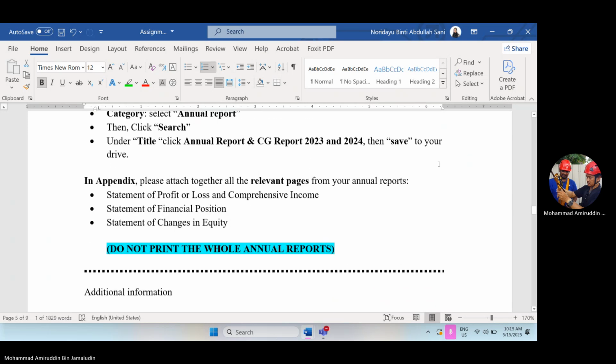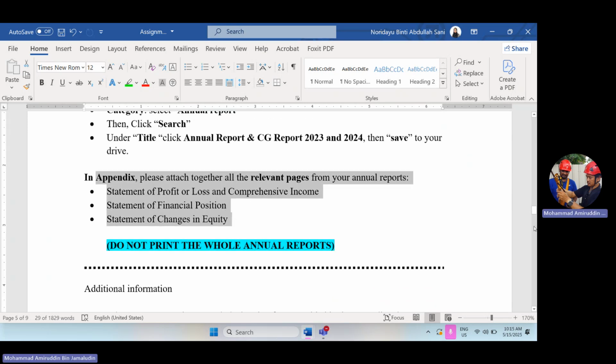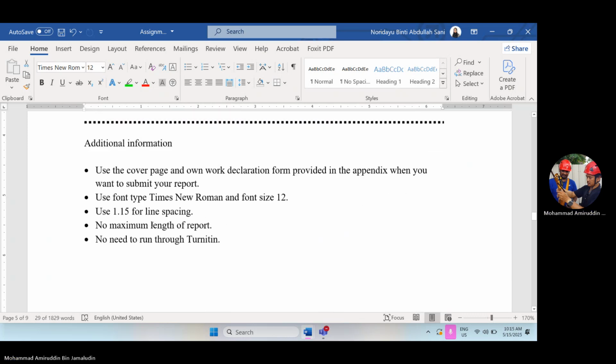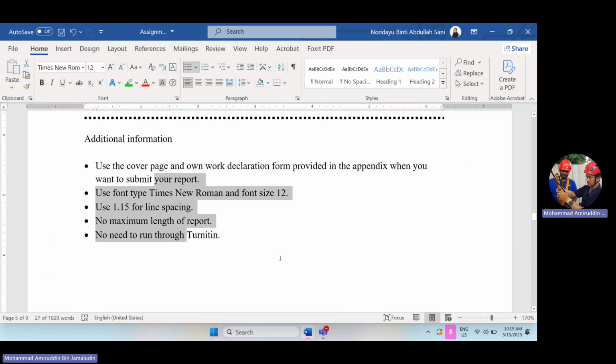All right. You must include the appendix. Maybe you can print screen, or convert from PDF to Word, up to you. I need your SOPL, your SOFP, and statement of changes in equity. Do not print the whole annual report, it's going to be very, very thick. The notes to the financial statements would be unnecessary. Okay, those are all the requirements for the write-up. That's all for your assignment.